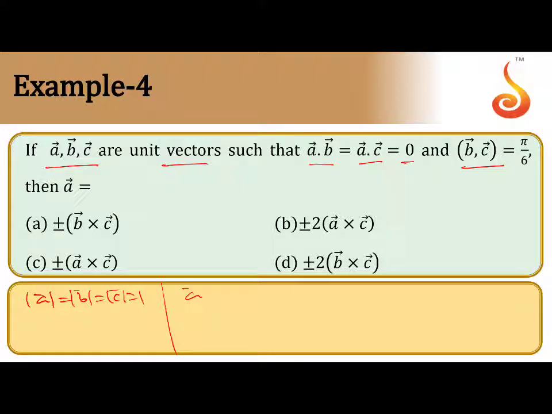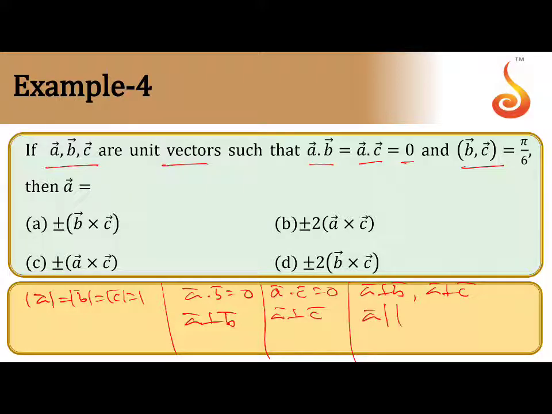Now A dot B equal to 0. So that means A is perpendicular to B bar. Now A dot C also 0. So what you can say, A is perpendicular to C. So A is perpendicular to B, comma, A is perpendicular to C means A bar is a vector which is parallel to B cross C. That is one data which you know. Using this data, you can solve the question.